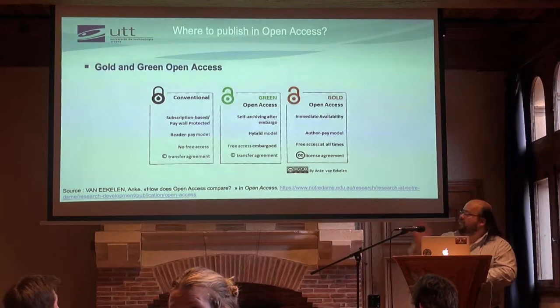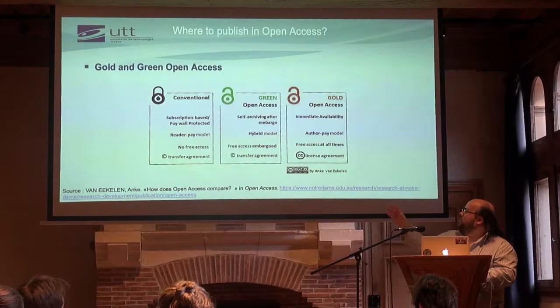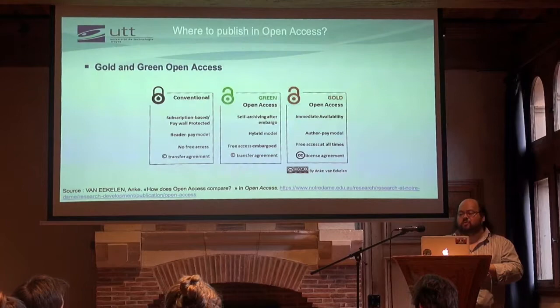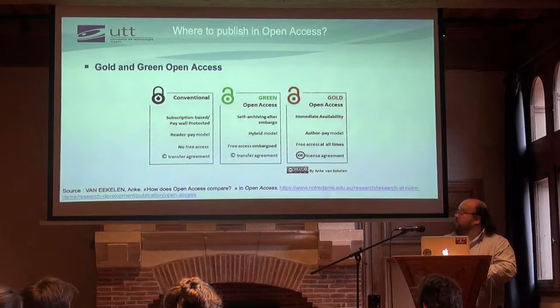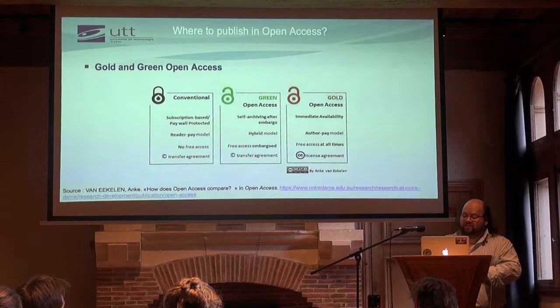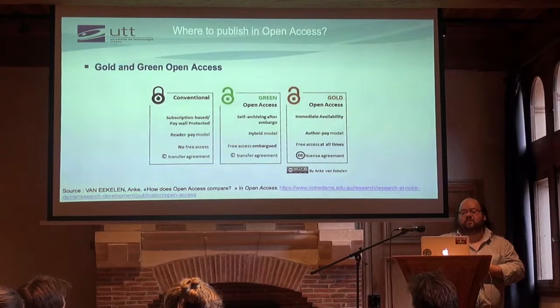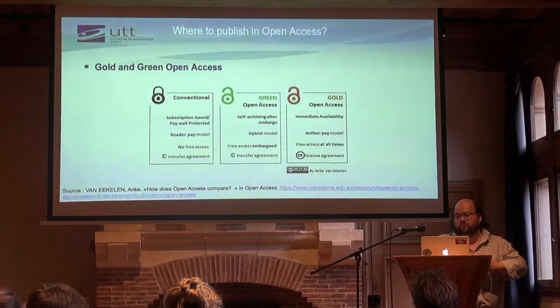Here are the various solutions. You have current journal publications. You publish in journals, for example. To access your publication, one needs to subscribe to the publisher. The reader pays for access. Green open access, the authors archive themselves their publications, either on an institutional or national archive, or on their own blog or archive.